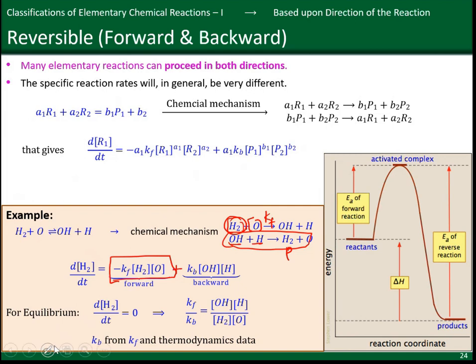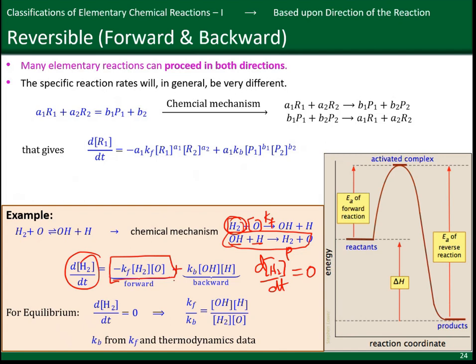Now, if we are having an equilibrium condition, then we know that for equilibrium, the concentration will not change, which means that the change in the concentration of H2 with respect to time will be zero, simply because the concentration for that species is remaining constant.